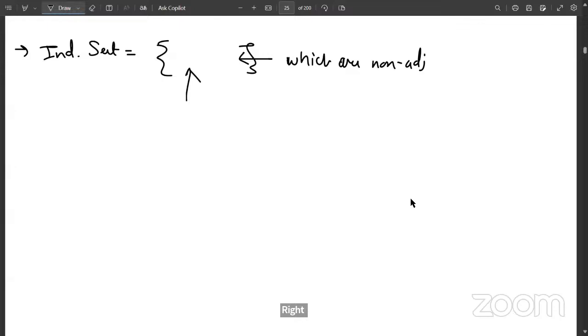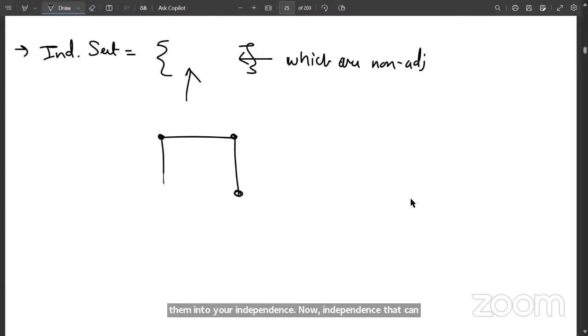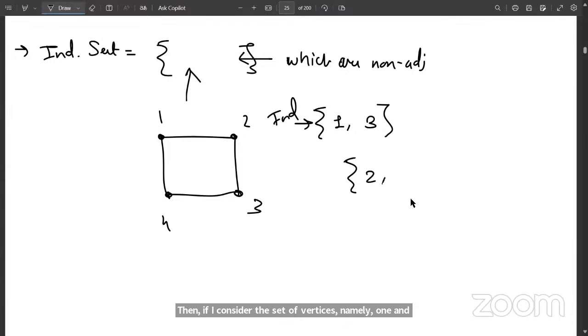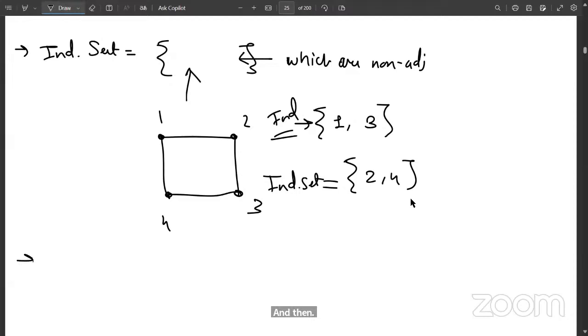Now an independent set can differ person by person. For example, if this is my graph, 1, 2, 3, 4, and I consider the set of vertices 1 and 3, then this is an example of an independent set. And if I consider the set to be 2 and 4, then this is also an example of an independent set. So an independent set is nothing but a subset of vertices, and if they are non-adjacent, then these two vertices are independent. Now second is vertex cover.